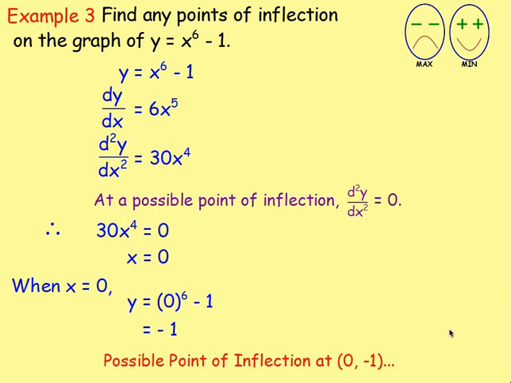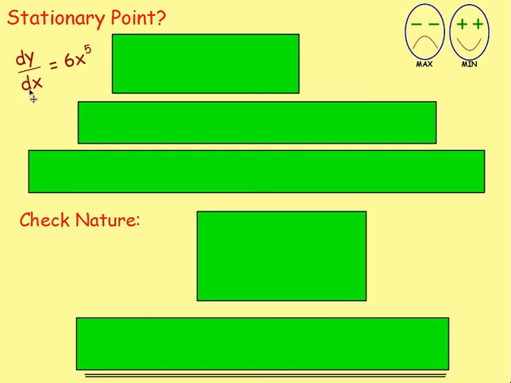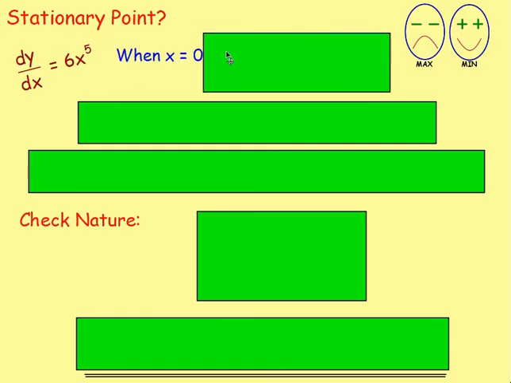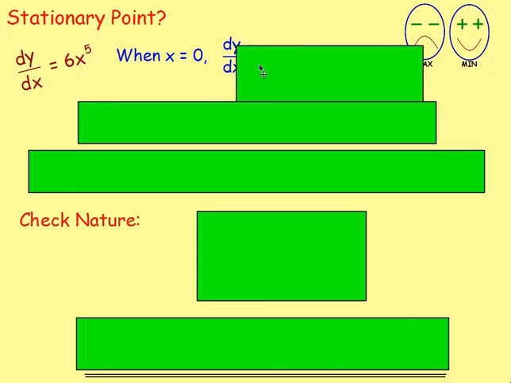So we've got this possible point of inflection. Let's first of all think, is there a stationary point when x equals 0? If it is, then it could also be a maximum or a minimum as well as a point of inflection. So let's think about the stationary point. dy by dx was equal to 6x to the power of 5. When x was equal to 0, what is dy by dx equal to? Well, dy by dx would equal 6 times 0 to the power of 5, which equals 0.